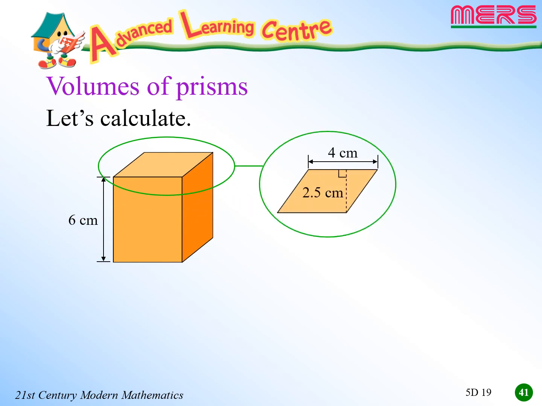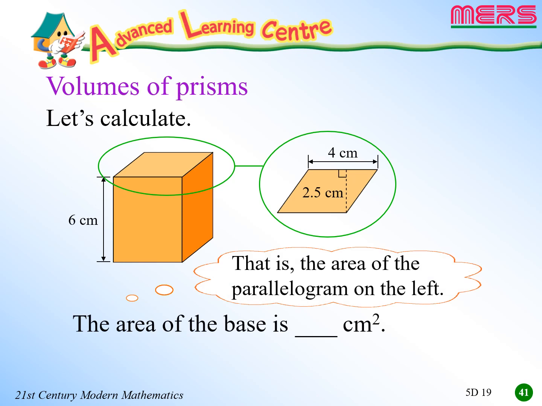Let's calculate the volume of this prism here. This prism is drawn like a cuboid, but it is not. The base is a parallelogram. First, you have to find the area of the parallelogram first. The area of the parallelogram is 4 times 2.5. That is 10 square centimeter.